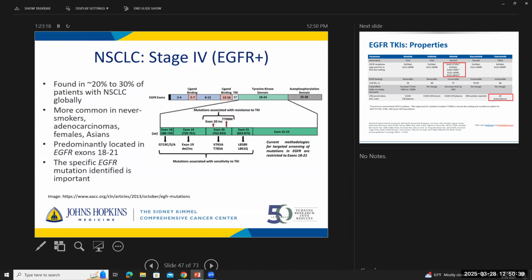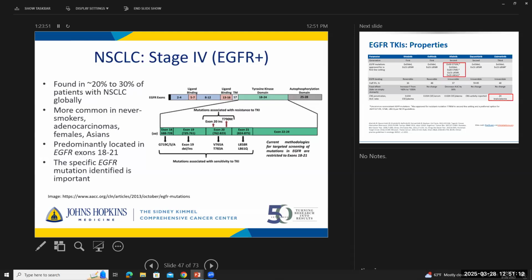EGFR is a gene and a protein, stands for epidermal growth factor receptor, and the pertinent part of the gene that gets mutations that lead to development of cancer are what are considered the tyrosine kinase domain, okay? So these mutations occur in exons 18 to 21, and the ones that are most relevant are two particular mutations, exon 19 deletions and a point mutation in exon 21 called L858R.